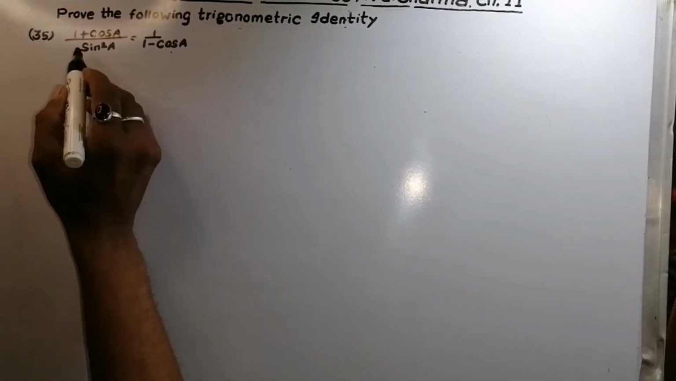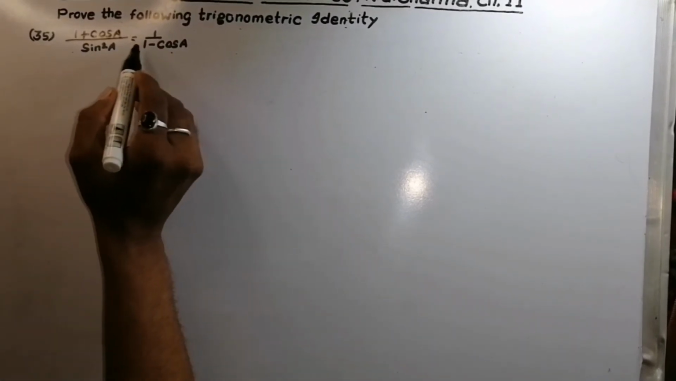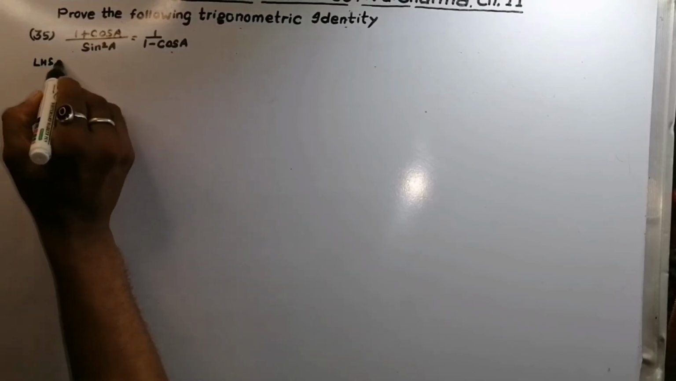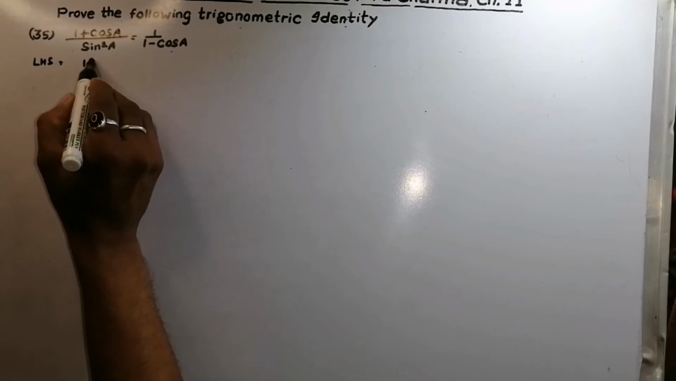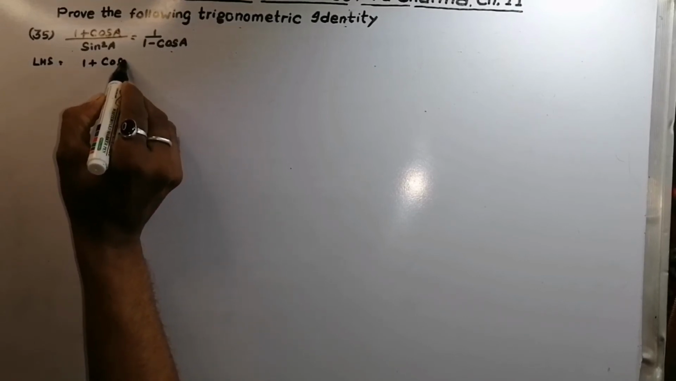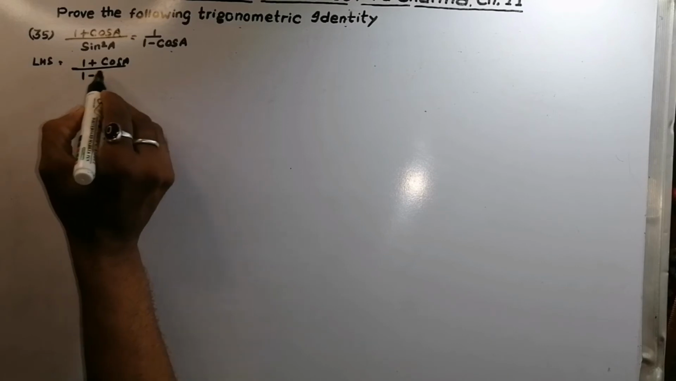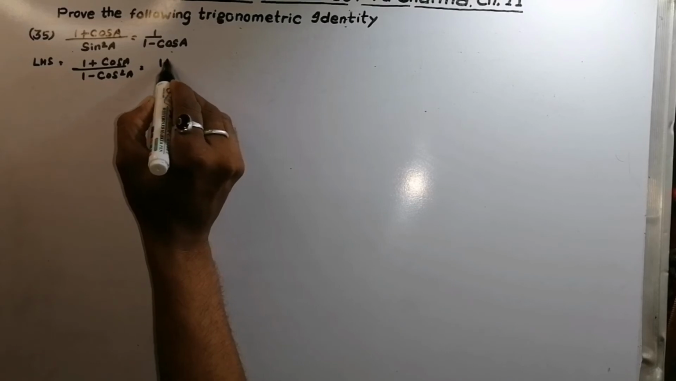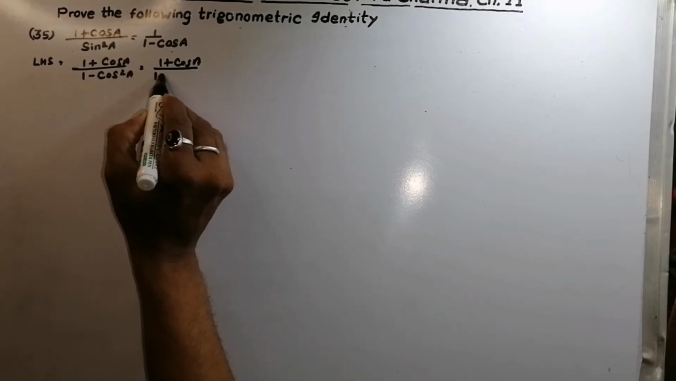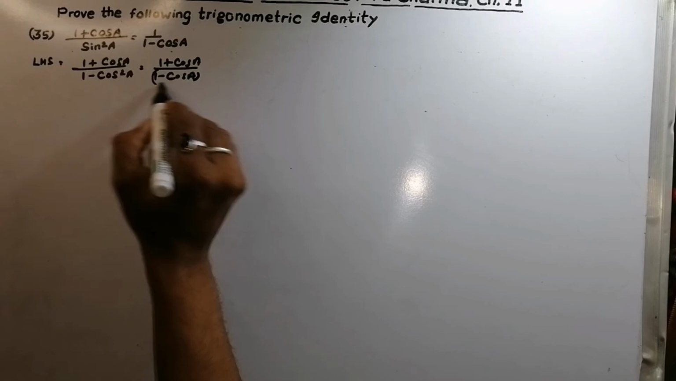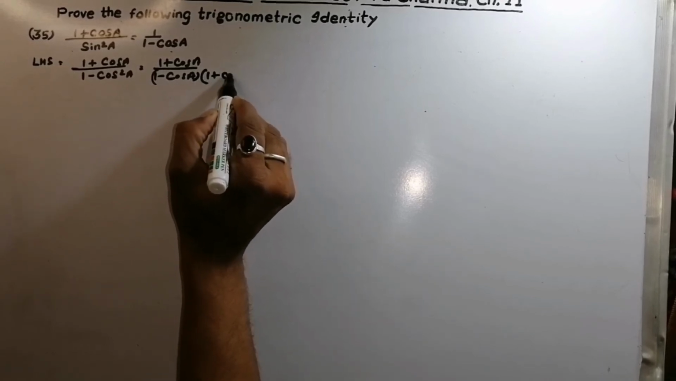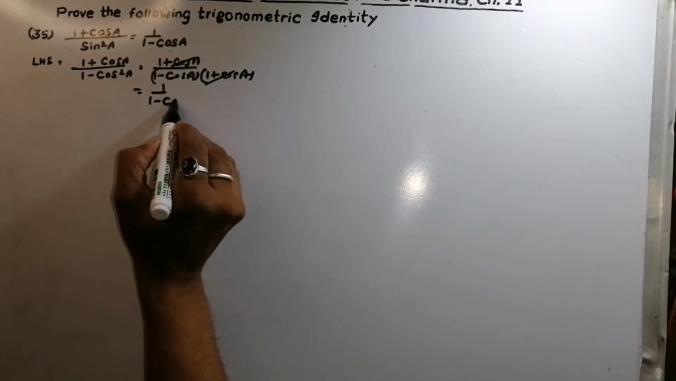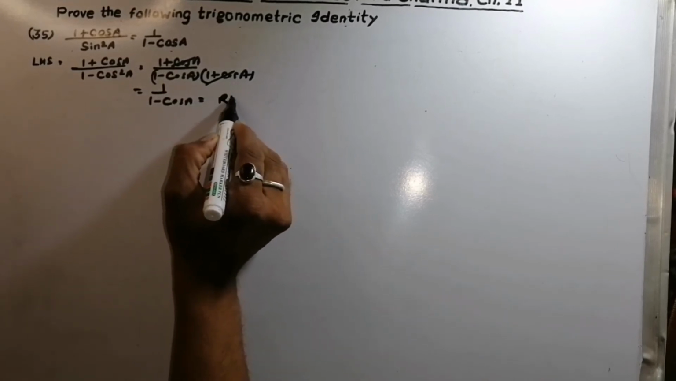In question number 35, (1 plus cos a) upon sin square a is equal to 1 upon (1 minus cos a). Simply in the left hand side, 1 plus cos a, we can write 1 plus cos a, and in place of sin square a, we can write 1 minus cos square a, means 1 plus cos a and 1 minus cos a, and we can write again 1 plus cos a. This will be cancelled, and we get the right hand side.